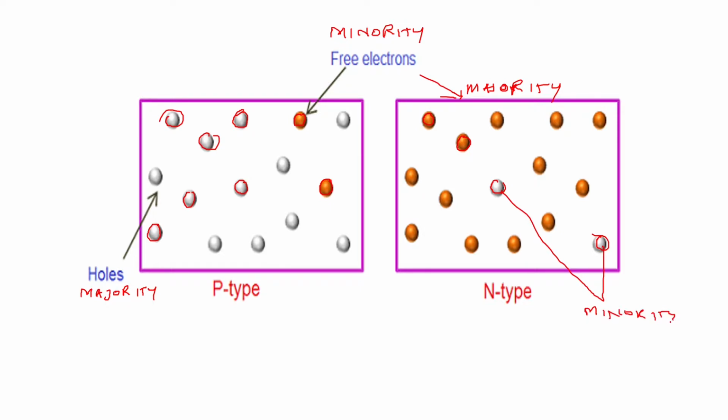So as a conclusion, we can say that a P-type semiconductor is a material in which holes are many in number, so they are majority charge carriers, and free electrons are few, so they are minority charge carriers. And in N-type semiconductor, free electrons are many, so they are majority charge carriers, and holes are few, so they are called minority charge carriers.